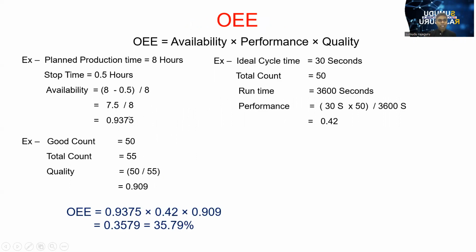In here you can see overall equipment efficiency equals availability multiplied by performance multiplied by quality. Availability is 0.93, performance 0.42, and quality 0.909. When we multiply all these, the OEE comes to 0.35. When we multiply by 100 to present it in percentage form, it is 35.79. So this is the complex model of overall equipment efficiency calculation.